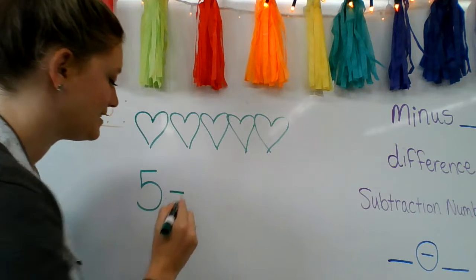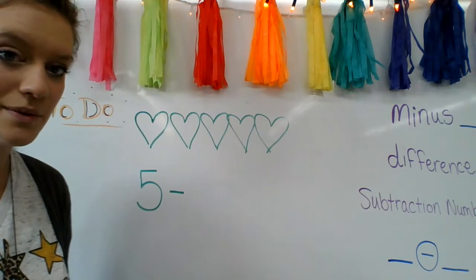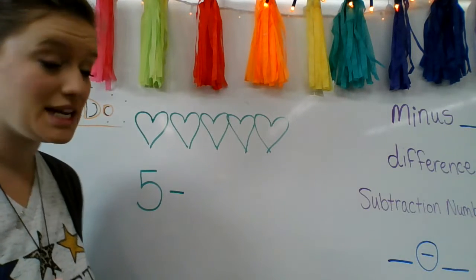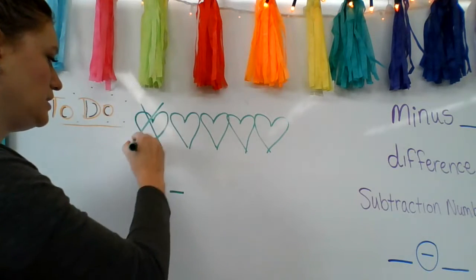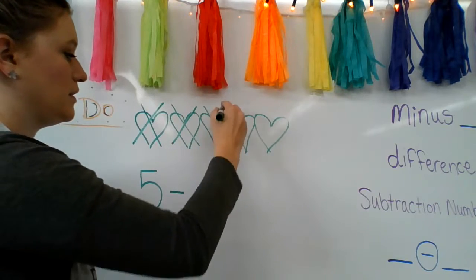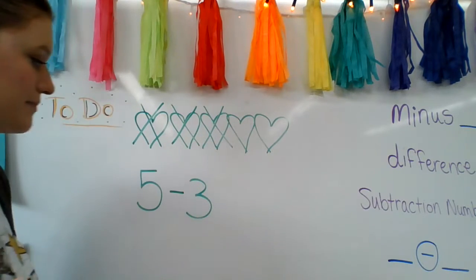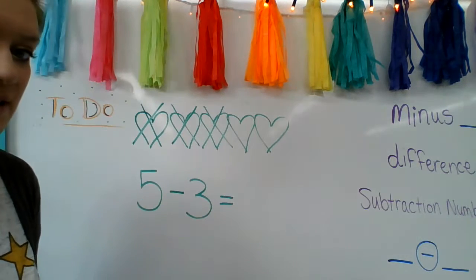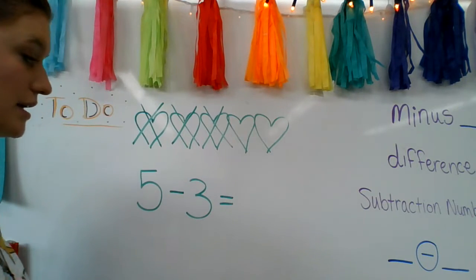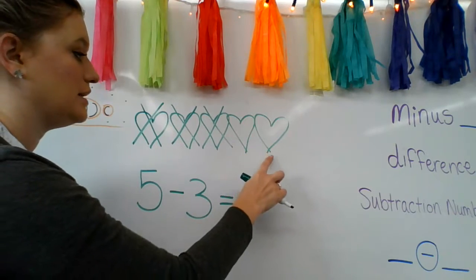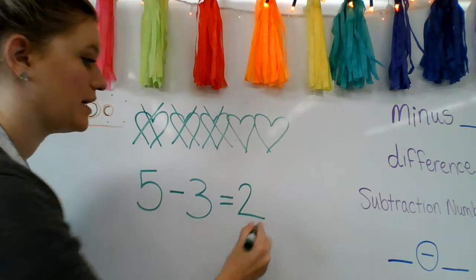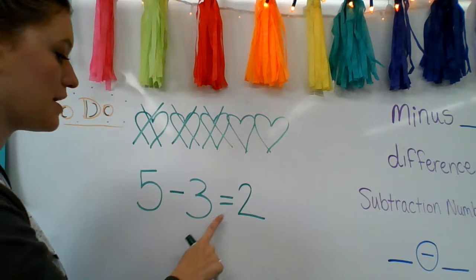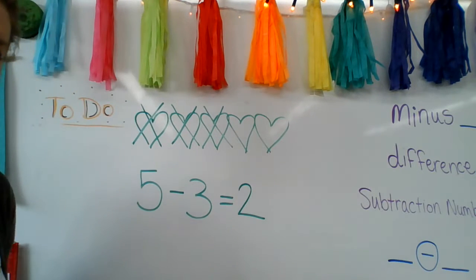Now we're going to put our minus sign because we're going to take away some. How many do we want to take away? 2 or 3? Let's take away 3. Okay. 1, 2, 3. I took away 3. Equals the difference between that. So the difference is our answer. The difference is 1, 2. I have 2 left. So our subtraction number sentence is 5 minus 3 equals 2.